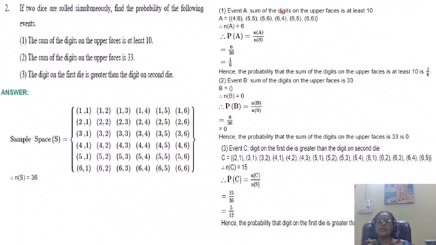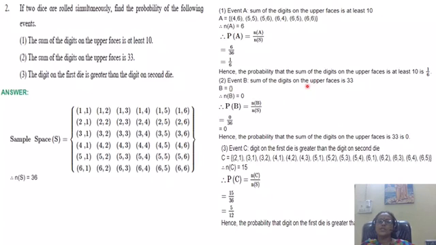5 plus 6 is 11, this we can include. 6 plus 4 is 10, 6 plus 5 is 11, 6 plus 6 is 12. So the sum of the digits on the upper face is at least 10 for these: 1, 2, 3, 4, 5, 6. There are 6 elements in the set. So probability is N of A upon N of S, 6 upon 36, that is 1 by 6. So the probability that the sum of the digits on the upper face is at least 10 is 1/6.